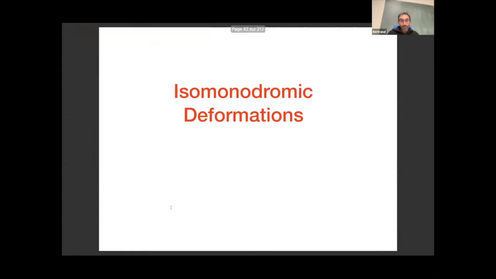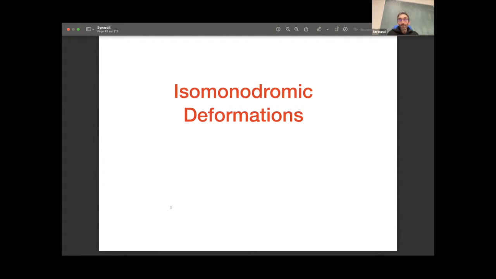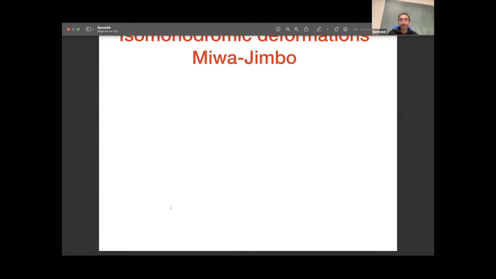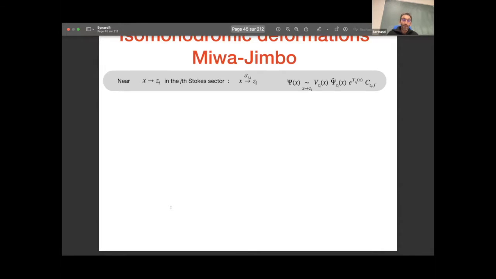Let me now recall a little bit the Miwa-Jimbo isomonodromic deformation theory, what is called the Miwa-Jimbo tau function. So let me recall that. First of all, let me define psi formal.